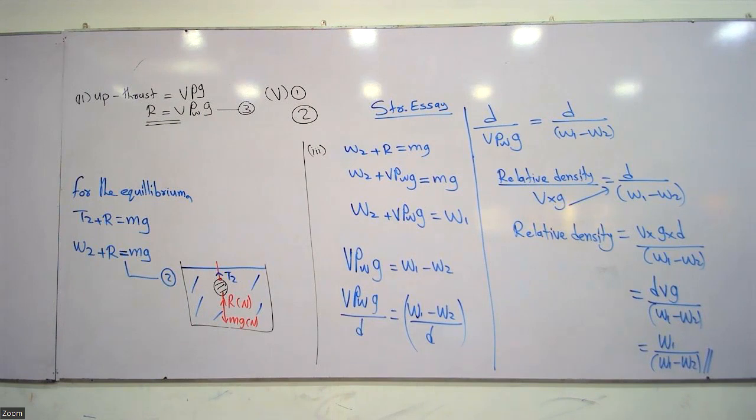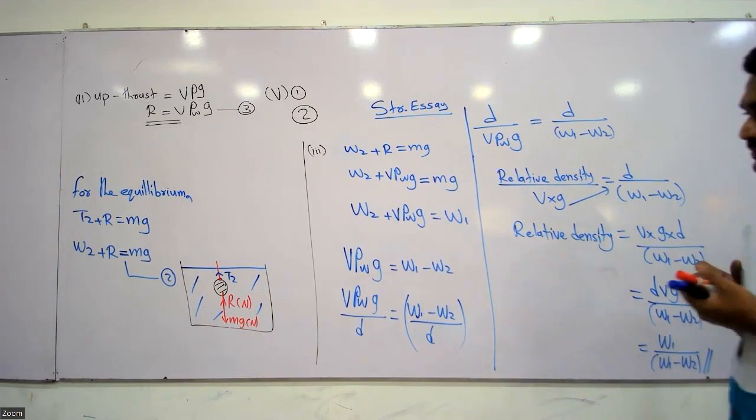Roman number 7. The volume of the sphere is 200 cubic centimeter and the density of water is 1000 kilogram per cubic meter. The values obtained for W1 and W2 are 8.01 Newton and 5.99 respectively. Find the upthrust on the sphere when it is fully immersed in water. Use Archimedes principle. What is upthrust here?